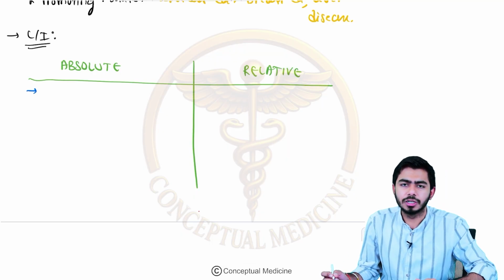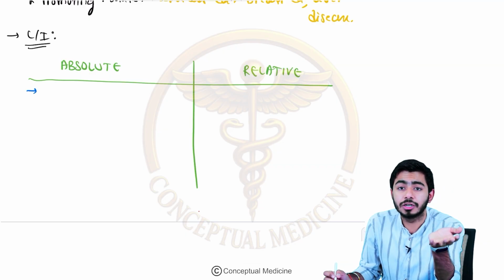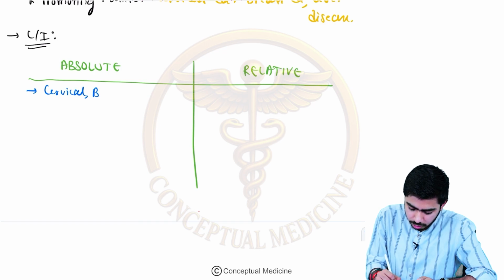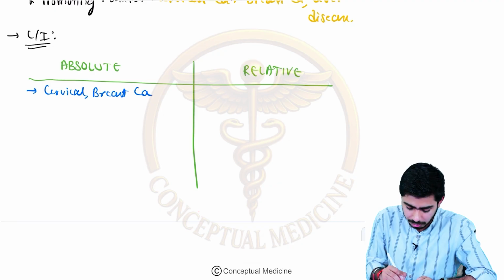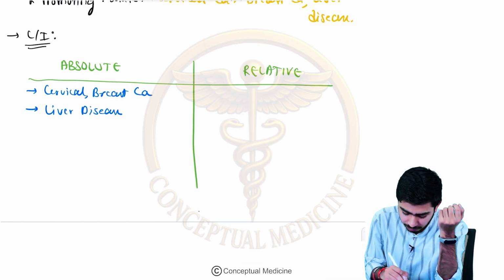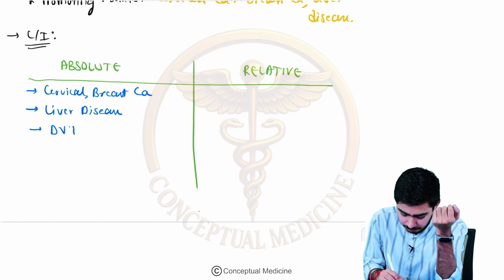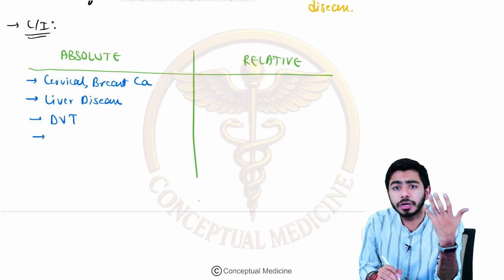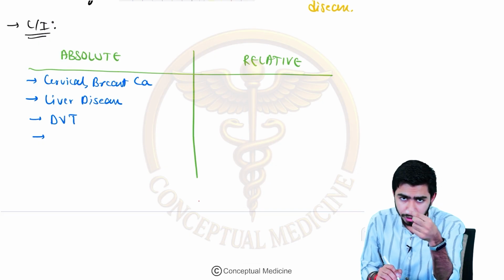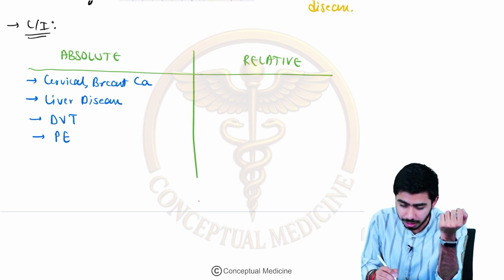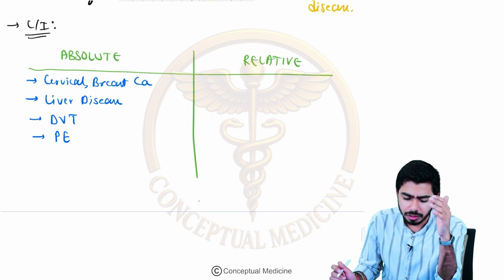We talked about their promoting nature for cervical carcinoma and breast carcinoma, so we should not give them there. For cervical or breast carcinoma, we should avoid these pills; these are the absolute contraindications. Along with that, if a patient has liver disease, because it can cause hepatic diseases and hepatocellular carcinoma, we will avoid these pills. Also DVT, deep vein thrombosis, which might lead to pulmonary embolism, when the thrombus converts into an embolus and travels up. You know that from the medicine side. So in PE also we should avoid these pills.